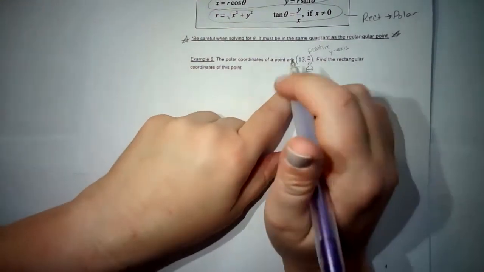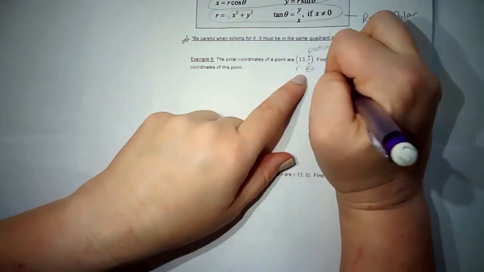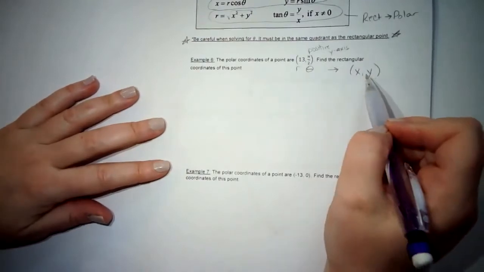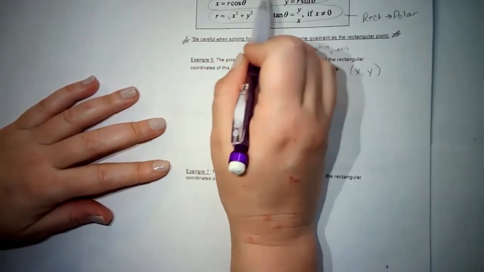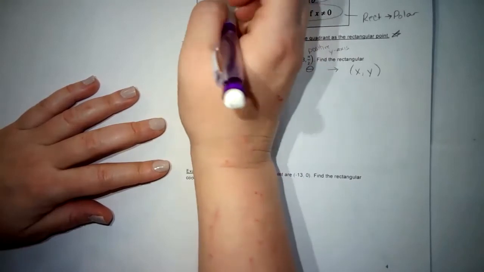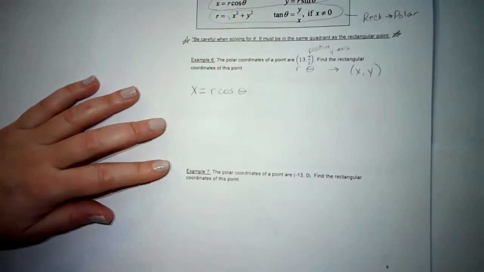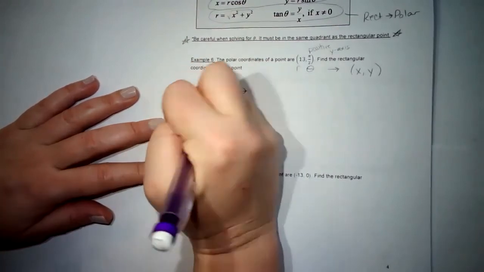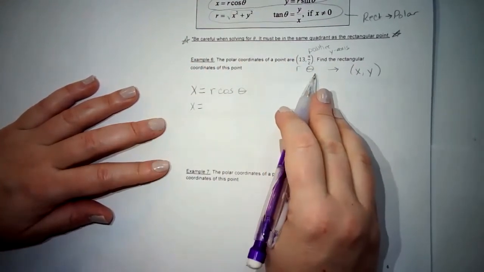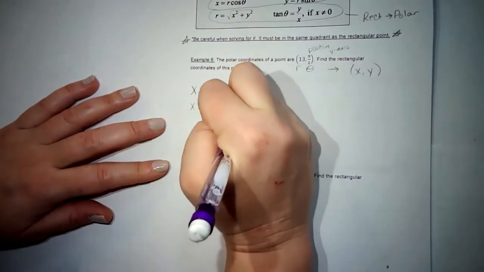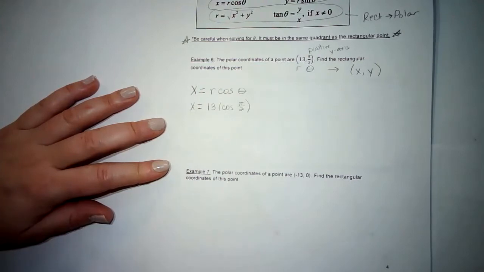All right, here we go. We have our theta. We want to go to xy. That's what we're trying to do, find the rectangular point that's the same. If I'm going polar to rectangular, I'm using these two formulas. To find x, I'm going to do r cosine theta. I've already labeled r and theta. So I'm going to have 13 times the cosine of pi over 2.